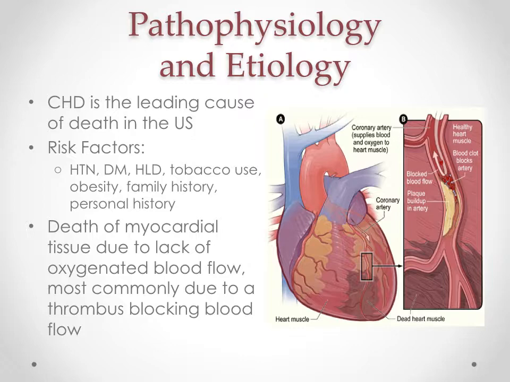A myocardial infarction is the irreversible death of myocardial tissue due to a lack of oxygenated blood flow. The most common cause is plaque detachment from the vessel wall, which creates a thrombus and obstructs the blood flow. The picture on the slide shows how plaque in the vessel can block the blood flow. And as you already know, there are two types of MI, a STEMI, which is ST segment elevation myocardial infarction, and a non-STEMI, non-ST segment elevation myocardial infarction.